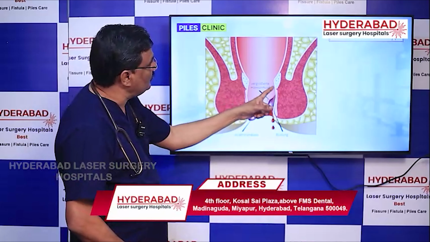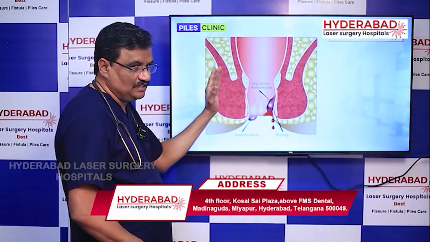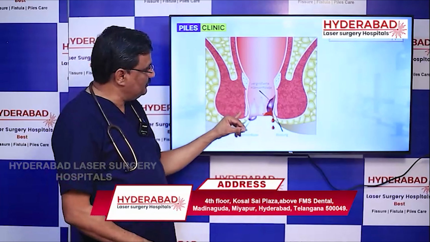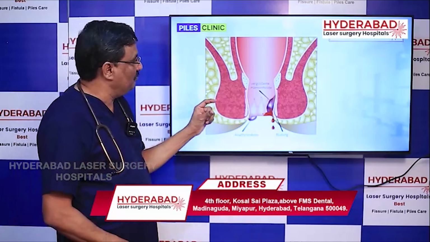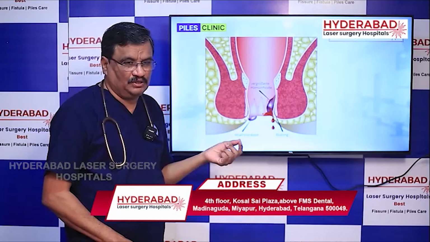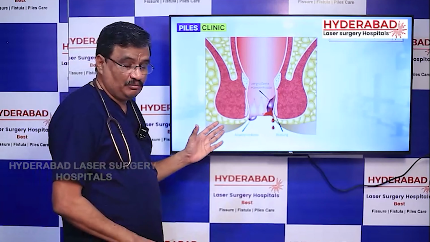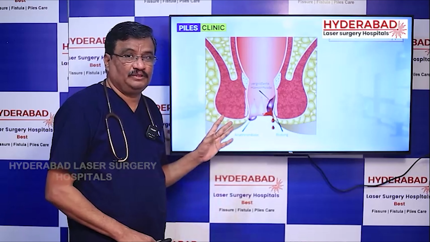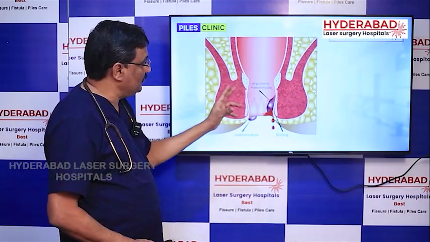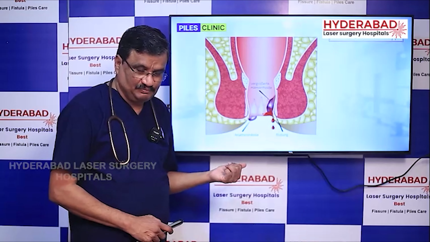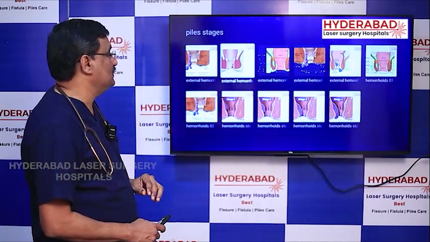So all the bowel is covered with a lining inside. When these blood vessels become bigger, usually they are 2 millimeters, 3 millimeters, now they can become 15 millimeters, 20 millimeters. So when they become big, they are going to bulge. Then we call it piles. So that is the second condition we see.